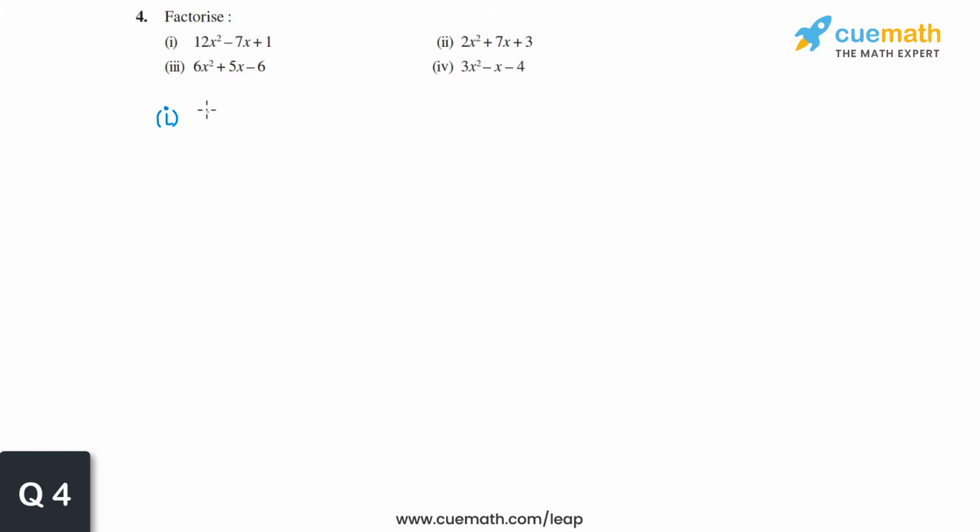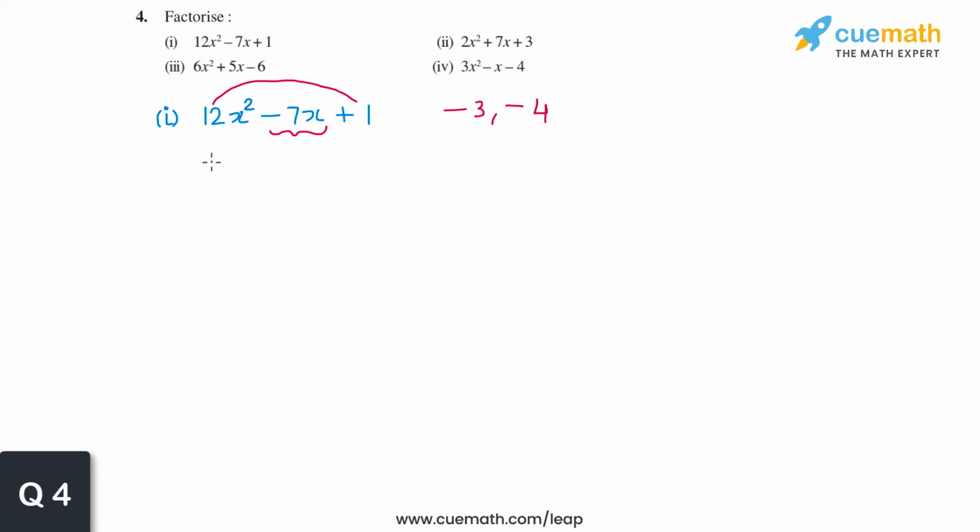In the first part, the polynomial is 12x square minus 7x plus 1. So the middle term is minus 7x. The middle coefficient is minus 7. So I have to find out two numbers whose sum is minus 7 and whose product is 12 into 1 or 12. And if you think about it, those two numbers are minus 3 and minus 4. So that's how I can split the middle term minus 7x as minus 3x minus 4x.